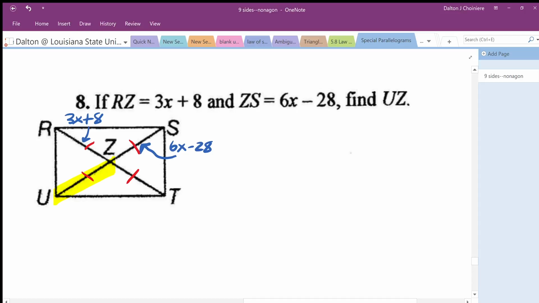Then I know the other one, yeah. Now, if I know these are the same, though, I've got to set them equal first. 3x plus 8 equals 6x minus 28. And then I need to solve for x.